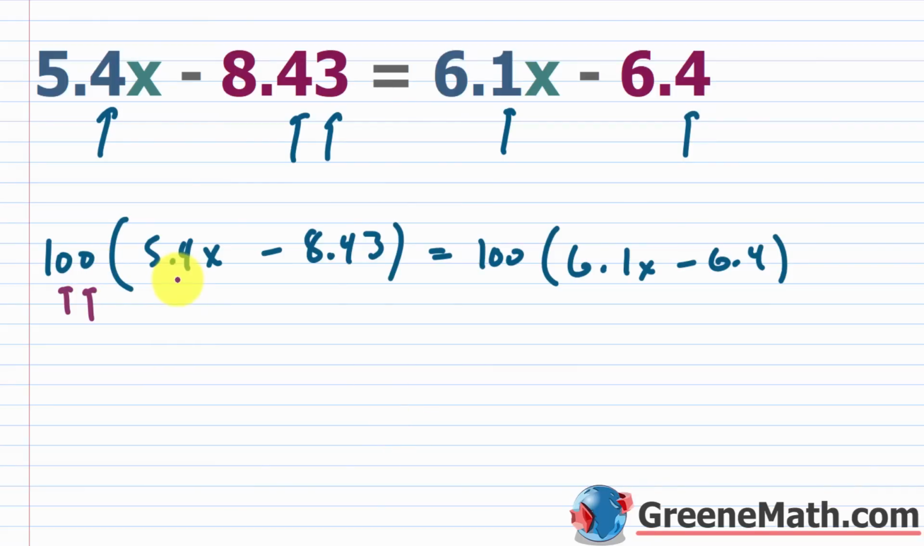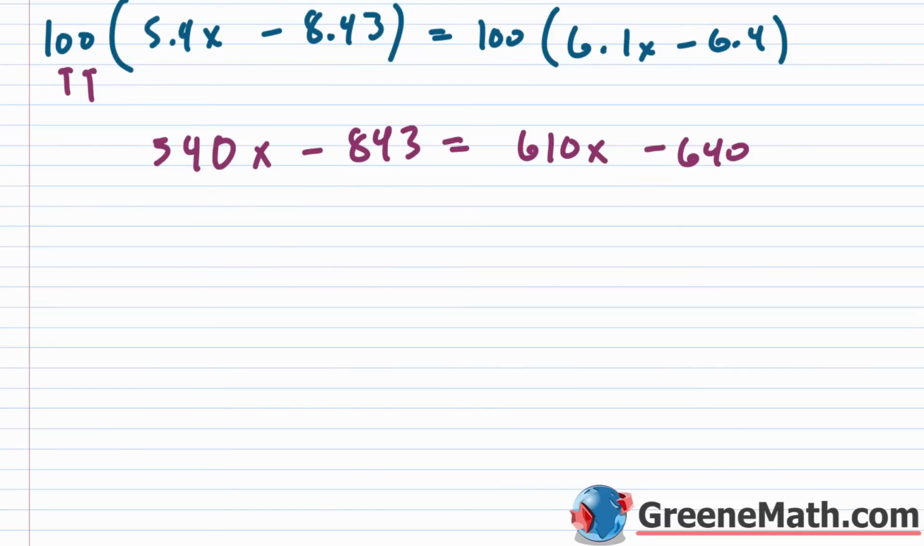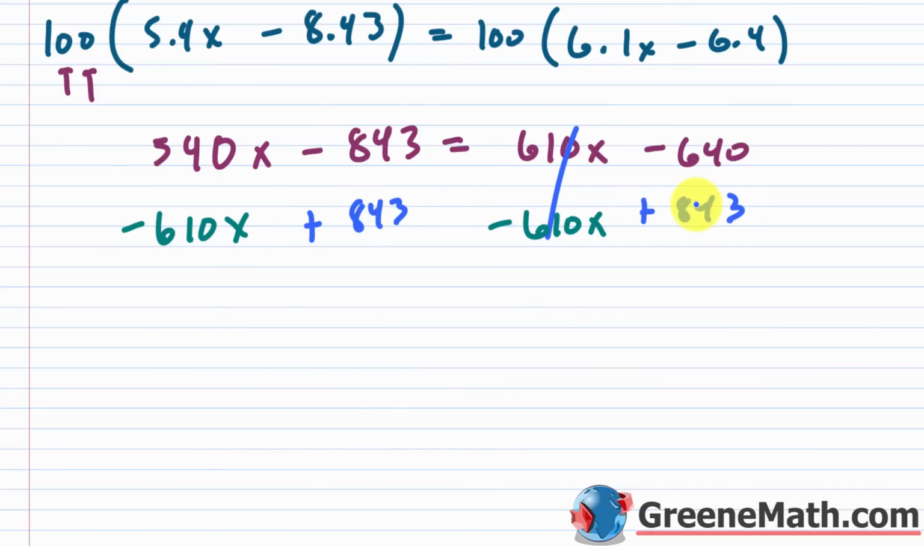So for this guy, I'm going to move the decimal point 2 places to the right. So that's 5, 4, 0, right? So this is going to go 1, 2 places to the right, then x, so 540x, then minus, this would go 1, 2 places to the right, so 843. This equals, this would be 610x, and then minus, this would be 640. Once we have the decimals cleared, again, we can just use our normal procedure. So I'm going to go ahead and subtract 610x away from each side of the equation. And let's go ahead and cancel this. And I'm going to also add 843 to both sides of the equation. So let's go ahead and cancel this guy right here.